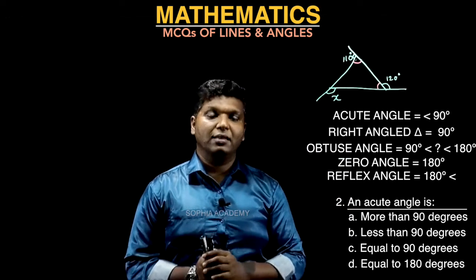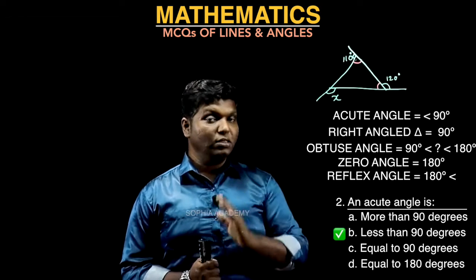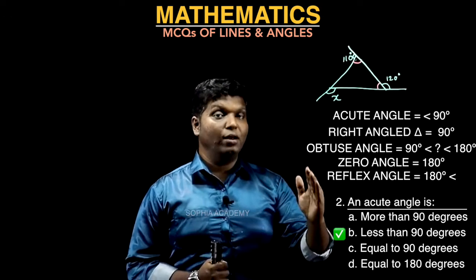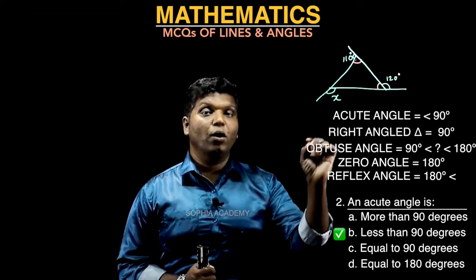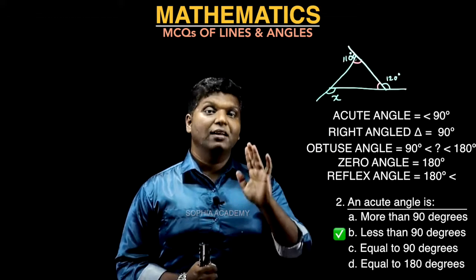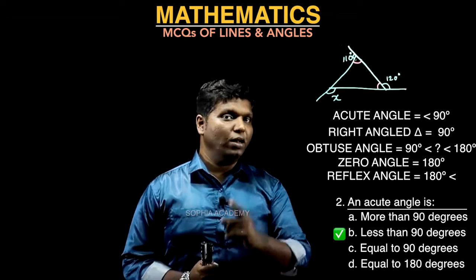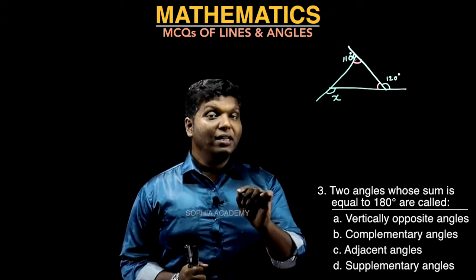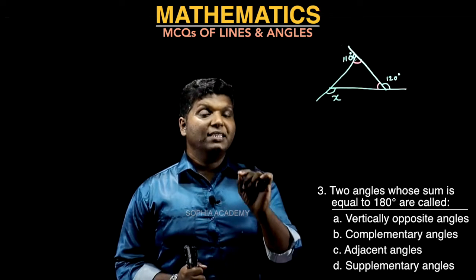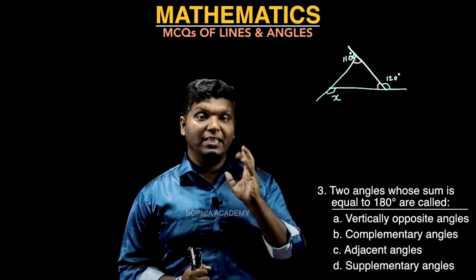So here the right answer is less than 90 degree because it's acute. Less than 90 means the value of that particular angle should lie between 0 and 90. Then that type of angle is what we call an acute angle. Clear? Next question. Two angles whose sum is equal to 180 degree is called.